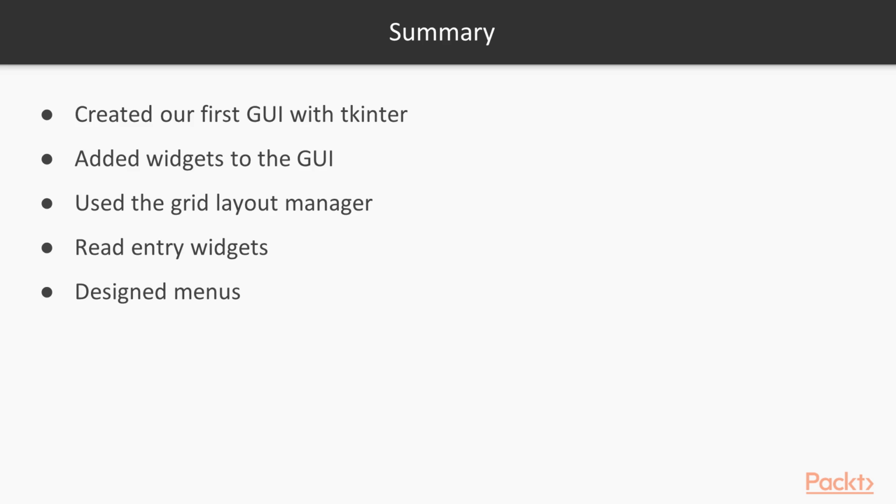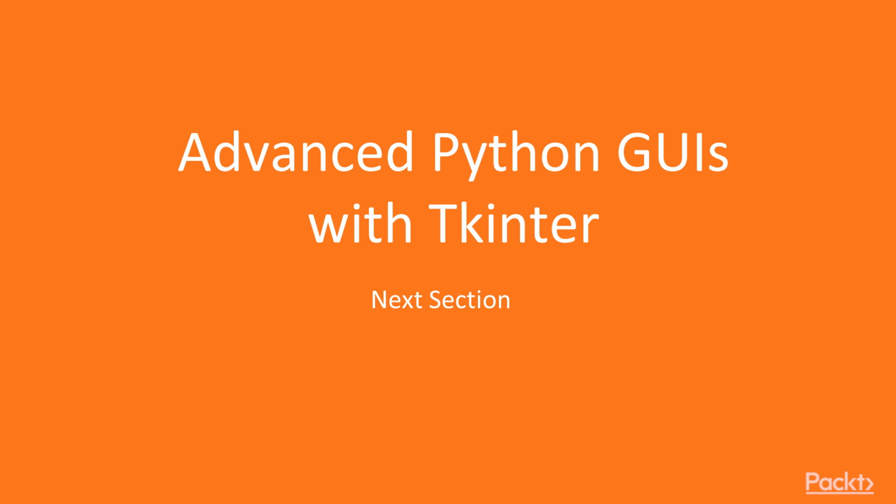In section 1 we created our first GUI with Python and Tkinter. Then we added widgets to our GUI. We used the grid layout manager and looked deeper into that. We read and created entry widgets, and in the end we designed menus. In the next section we will look into advanced Python GUIs with Tkinter.